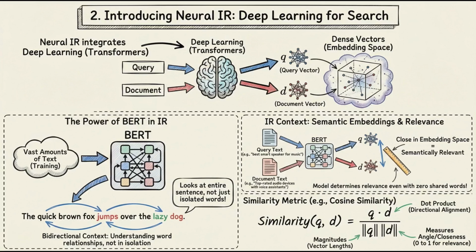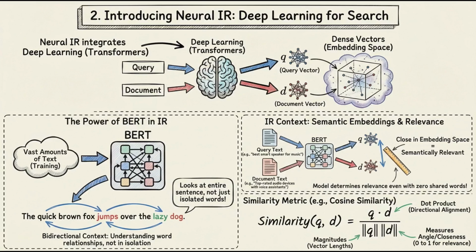If a query vector and a document vector are positioned close to each other in that embedding space, the model identifies them as semantically relevant. This is powerful because it allows a search engine to find a document even if it doesn't share a single word with the original query. To determine just how close they are, we calculate their similarity using a mathematical formula known as cosine similarity.